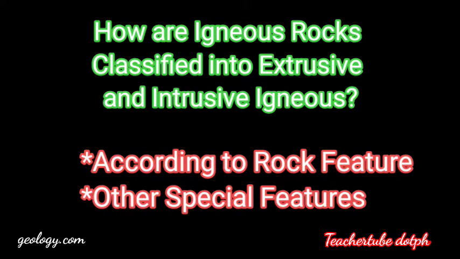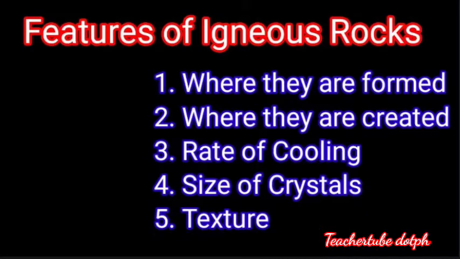How are igneous rocks classified into extrusive and intrusive igneous? They are classified according to rock features and other special features. Here are the features of igneous rocks. First, where they are formed. Second, where they are created. Third, the rate of cooling. Fourth, the size of crystals. And fifth, the texture.